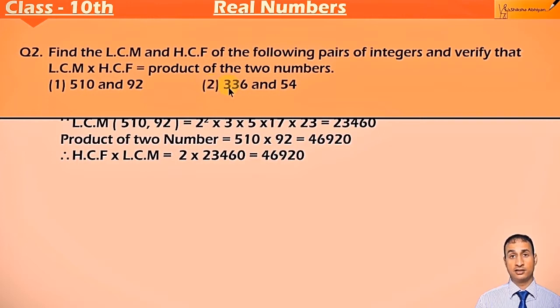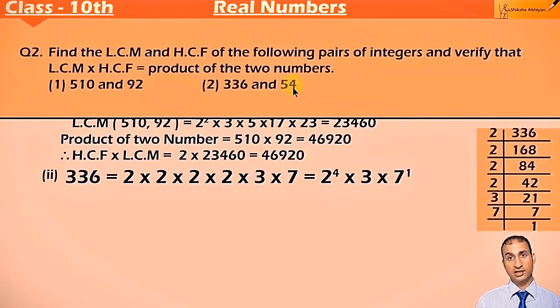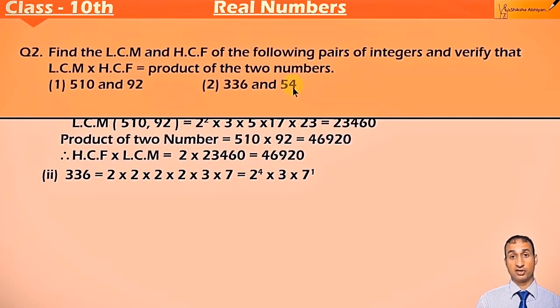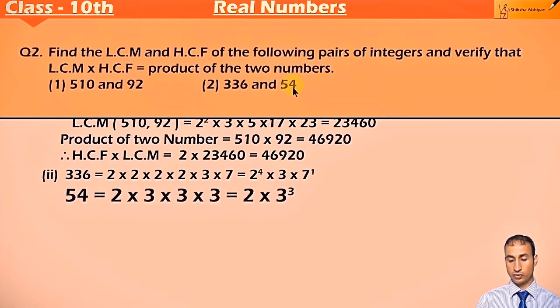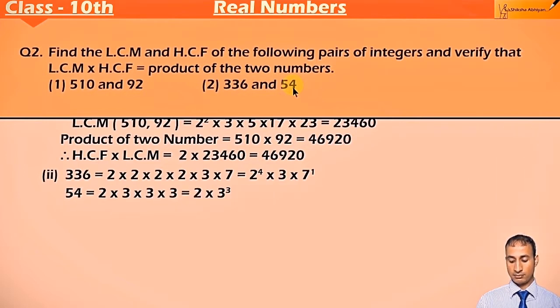Students, see the second part. Numbers are here, 336 and 54. So the prime factorization for 336, you can see, is 2 into 2 into 2 into 2 into 3 into 7. That is 2 to the power 4, 3 to the power 1 and 7 to the power 1. Whereas the prime factorization for 54 is equal to 2 into 3 into 3 into 3. That is 2 to the power 1 and 3 to the power 3.